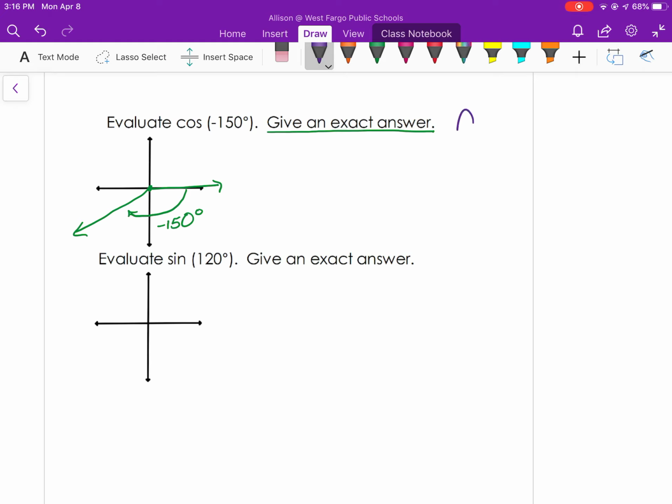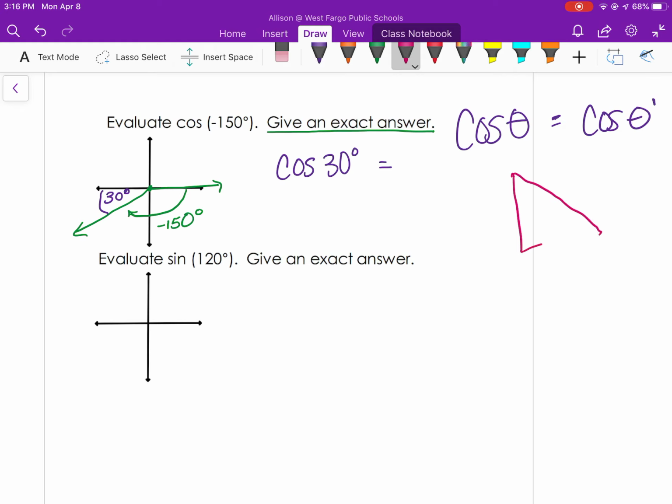Then, I know that the cosine of theta and the cosine of my reference angle are going to be equal, but the sign might be a little bit different. So the reference angle here would be, I need another 30 degrees to get back to 180. So I have a reference angle of 30. So if I can figure out the cosine of 30 degrees, that will tell me the cosine of negative 150 degrees. And I can use my right triangle to figure out the cosine of 30.